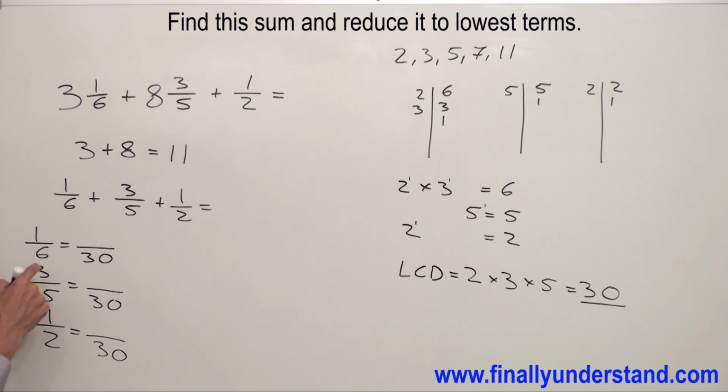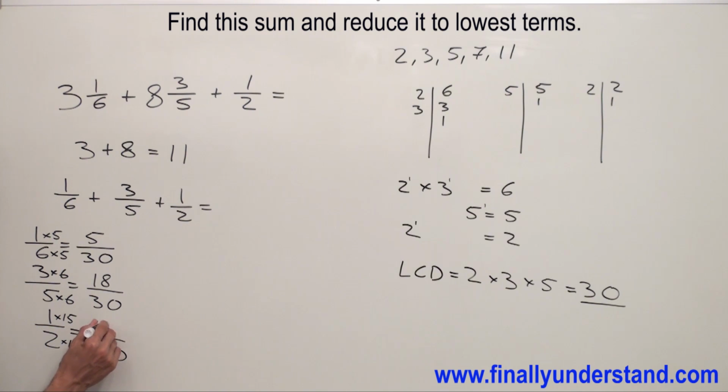Now the question is, by what number do I have to multiply 6 to get 30? I have to multiply by 5. 1 times 5 is 5. By what number do I have to multiply 5 to get 30? I have to multiply by 6. 3 times 6 is equal 18. By what number do I have to multiply 2 to get 30? I have to multiply by 15. Whatever I did in the denominator, I have to do also in the numerator. So this is 15. So let me just copy these equivalent fractions into my problem.